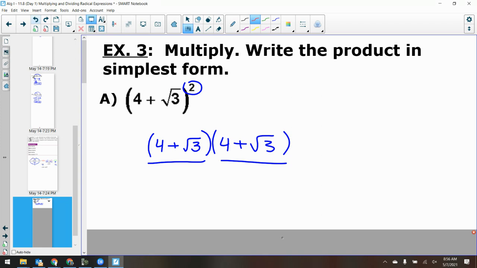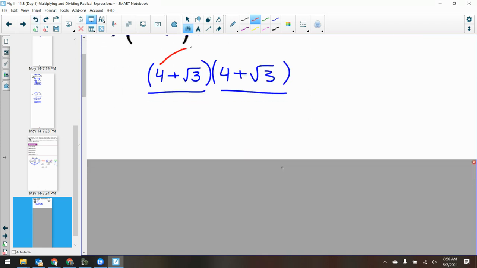Okay. So let's FOIL. First together. 4 times 4 is 16. Okay, I got outers. 4 times radical 3. Now what does that become? It's not radical 12. No, 4 radical 3. Remember, we don't combine because 4 is on the outside, 3 is on the inside. So 4 radical 3. The inners, same thing, right? 4 radical 3.